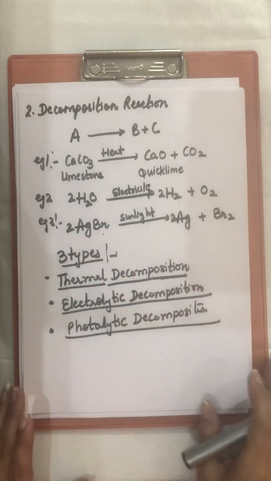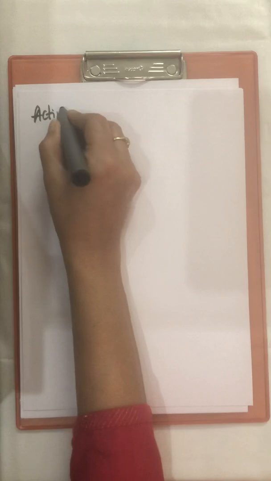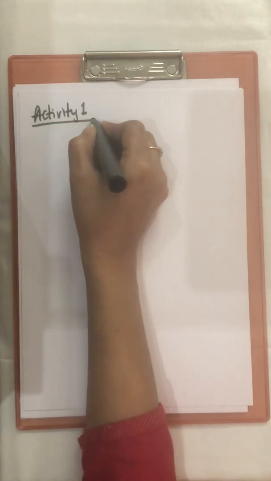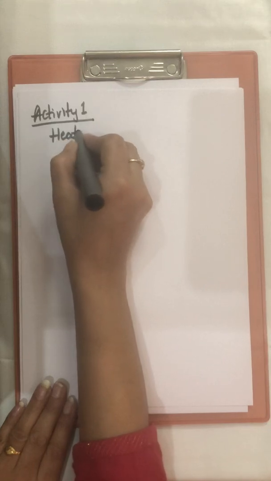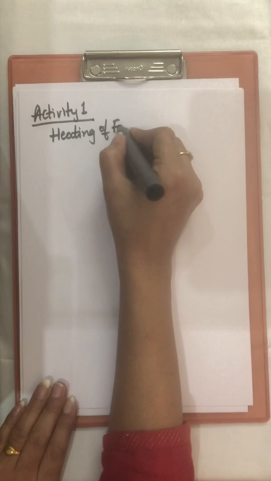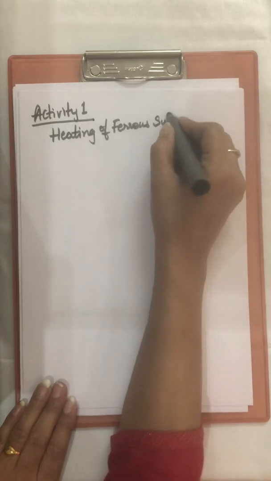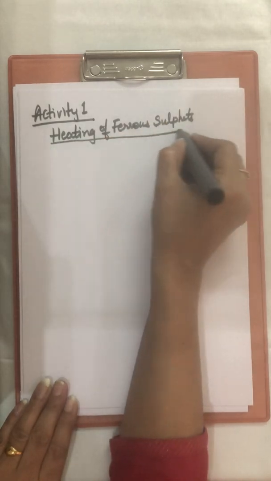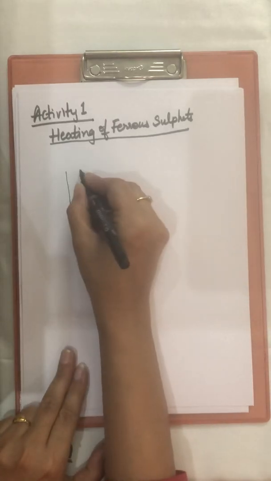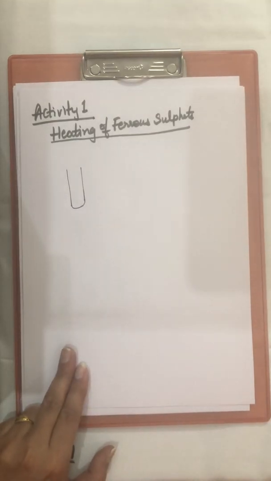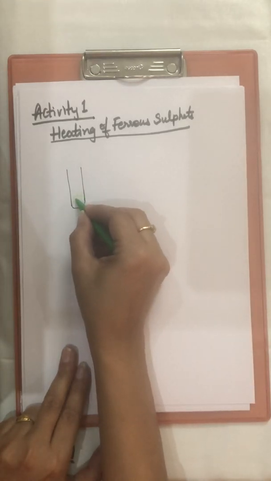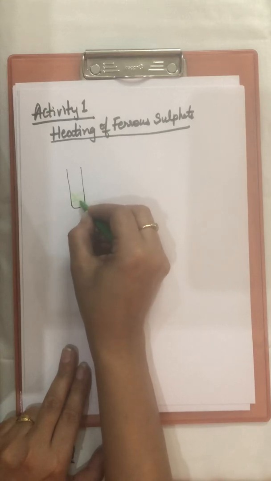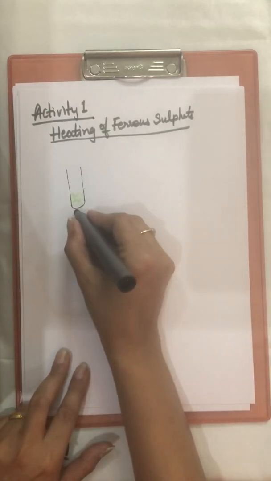Now we have activities to understand decomposition reactions. First activity, for thermal decomposition, heating of ferrous sulphate. We have to take ferrous sulphate in a dry test tube. Ferrous sulphate has a sea green color. It is a sea green color salt, light green in color. This we are taking and we have to heat it.